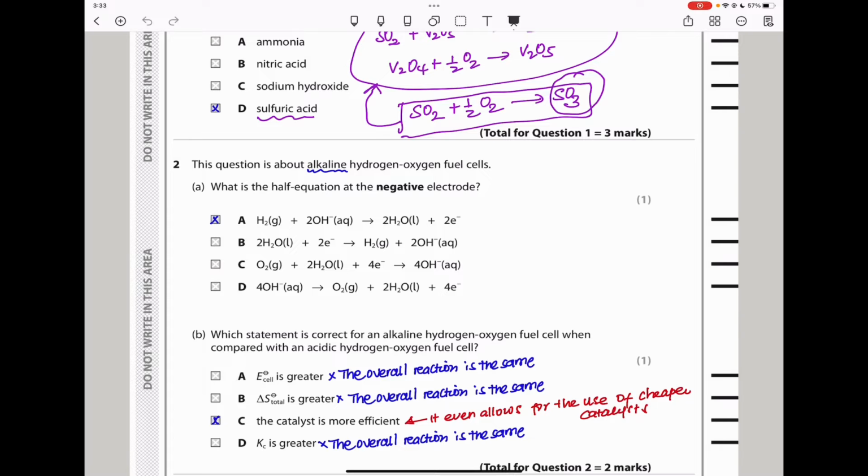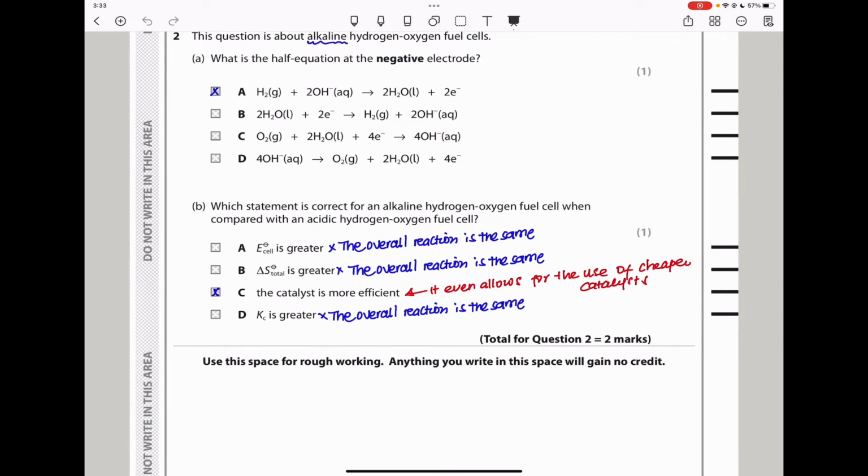So it should be an A. Part B says, which statement is correct for an alkaline hydrogen-oxygen fuel cell when compared with acidic hydrogen-oxygen fuel cell? Now, this part here is not in the textbook, and I would think if a student was not sure how to answer this, you can use elimination.